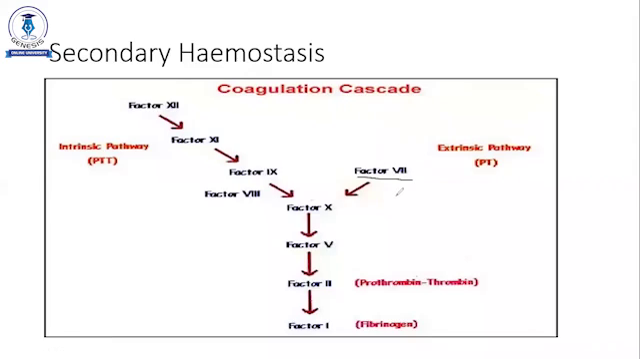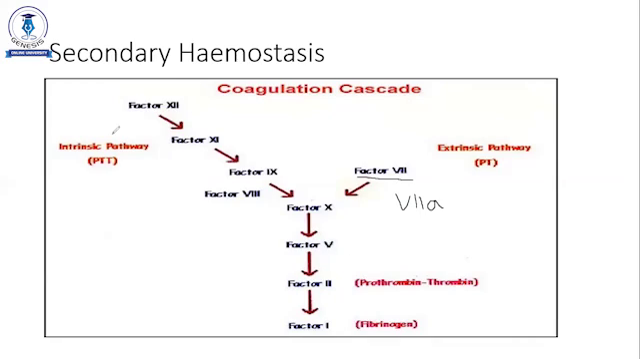Factor 7 turns to factor 7A, which is called activated factor 7. This factor 7A then activates factor 10, forming factor 10A. In this way, factor 5 is activated, factor 5A, then factor 2A, and factor 1, which is called fibrinogen, and factor 2 is called prothrombin. And then the activated factor 2A is called thrombin.